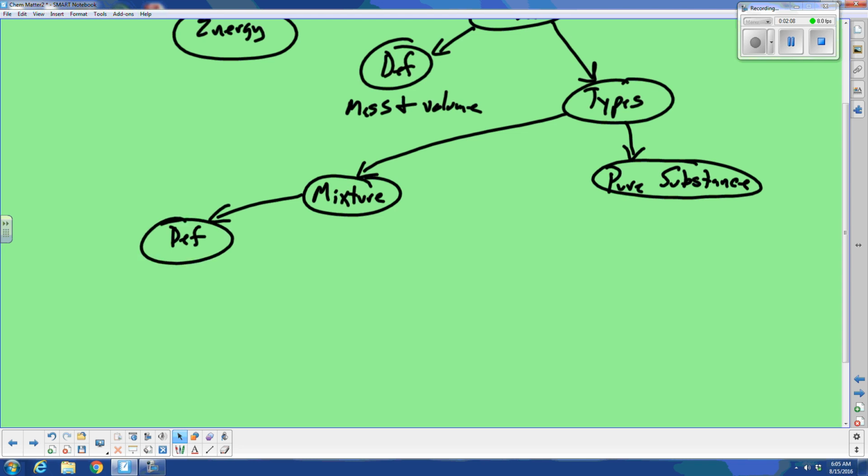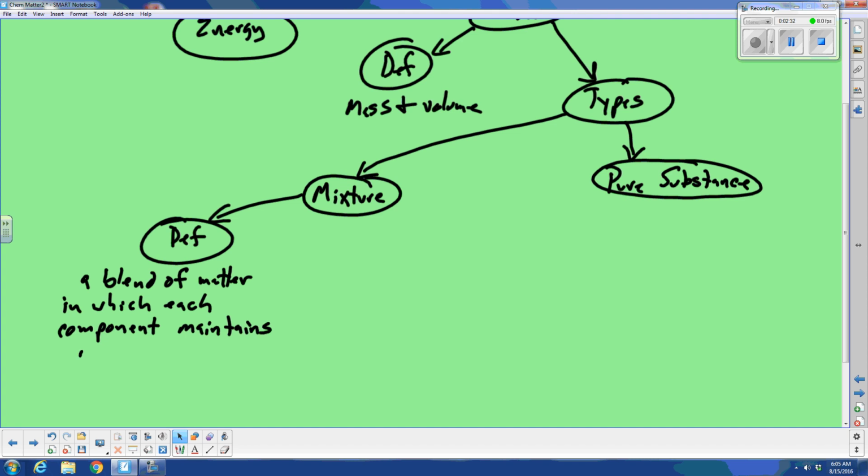Okay. Well, I'm going to say that a mixture is a blend of matter in which each component maintains its identity. Okay? So that is my definition of a mixture where each component maintains its identity.